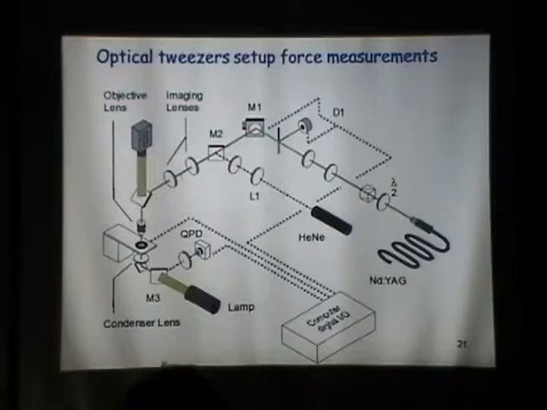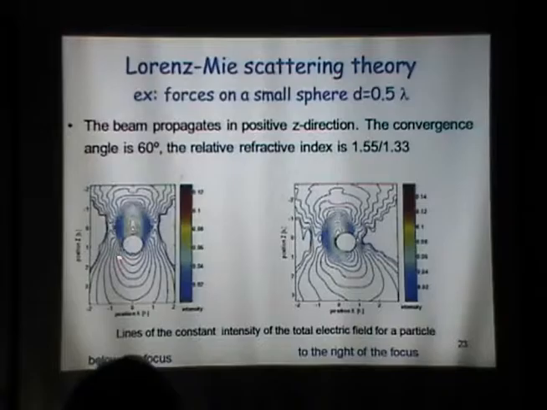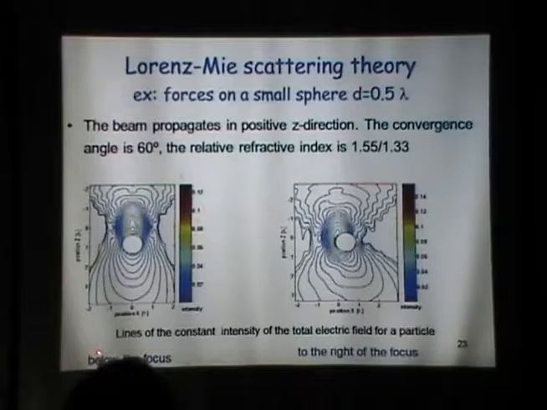So, characterization of the trap. We can look at how the beams look when they impact on the particle. So here I have beam propagation in the positive z direction and some sort of convergence angle of 60, I assume, and then I calculate how my fields will look when the particle is slightly below the focus or to the right of the focus. And you can see that the particle basically works as a lens, and so here we see the field being sent in a certain direction, and the particle will be drawn to the most intense part of the beam.